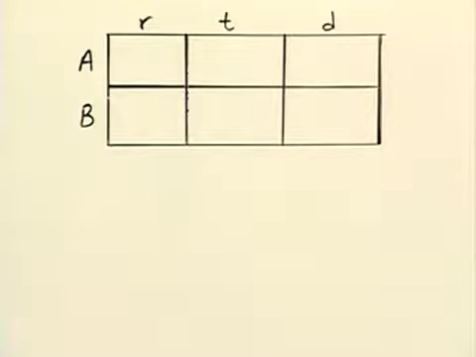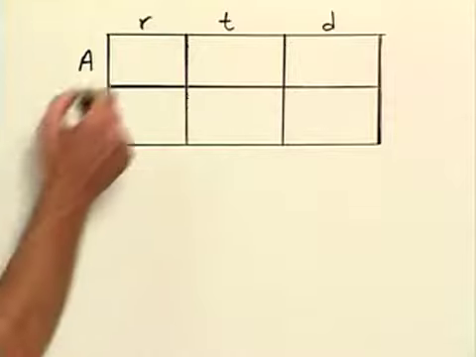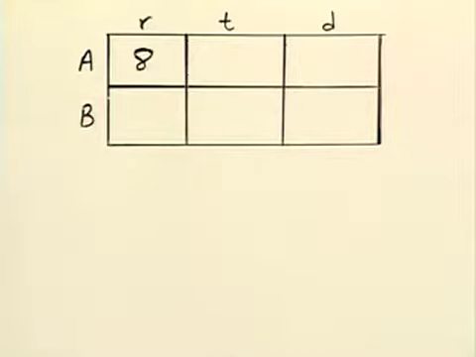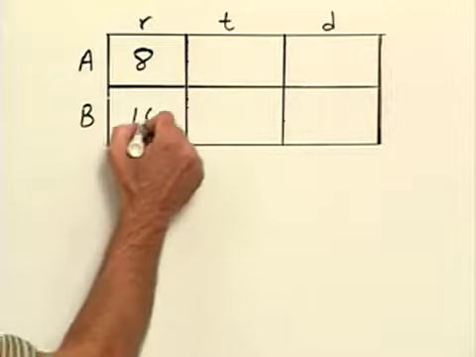This is a uniform motion problem. To do a uniform motion problem, we again can use a table if we want to. So on the board I have a table with the formula rate times time equals distance. We have contestant A on the board and also contestant B. The rate for contestant A was 8 miles per hour. The rate for contestant B was 10 miles per hour.